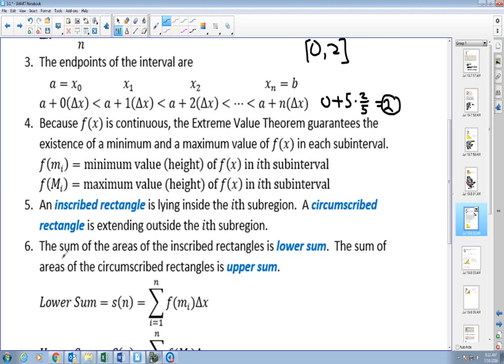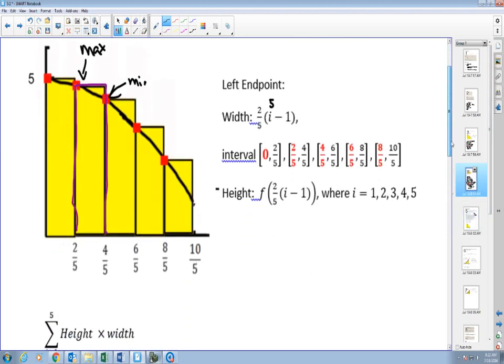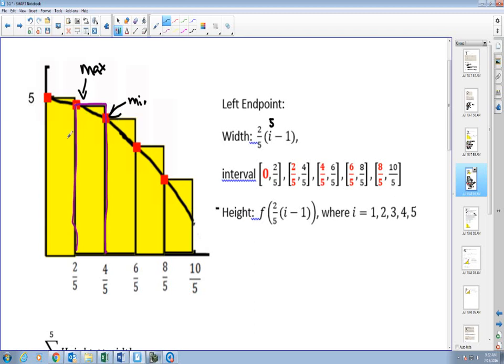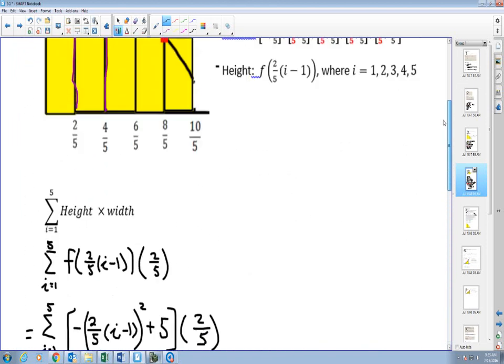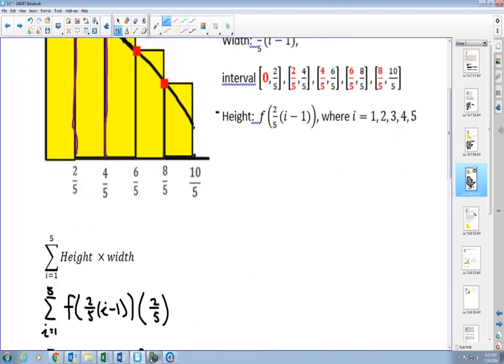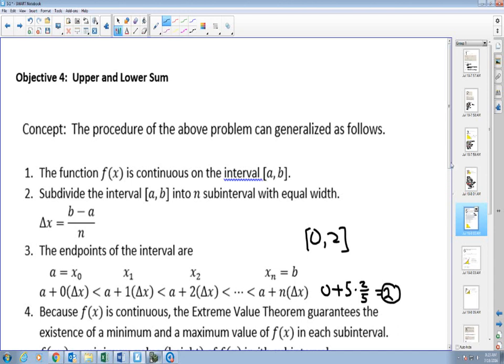The sum of the areas of the inscribed rectangles is the lower sum. So my left endpoints were the circumscribed, and my right endpoints were the inscribed. That's why the 6.48 earlier is called the lower sum. 8.08 is an upper sum. An upper sum comes from circumscribed rectangles.